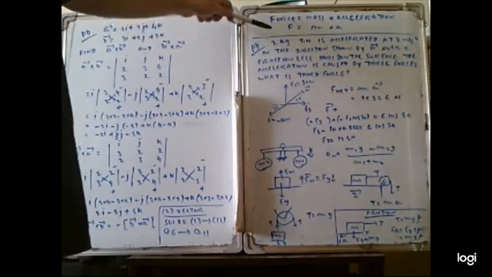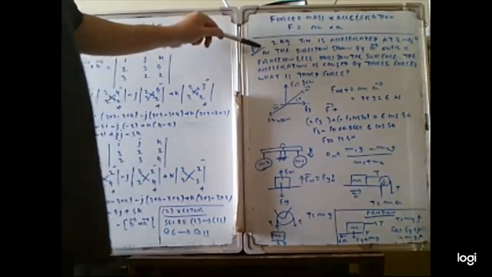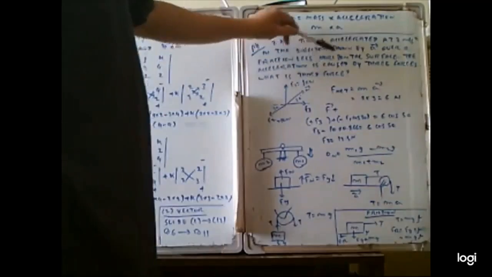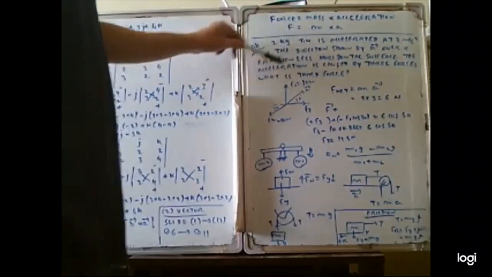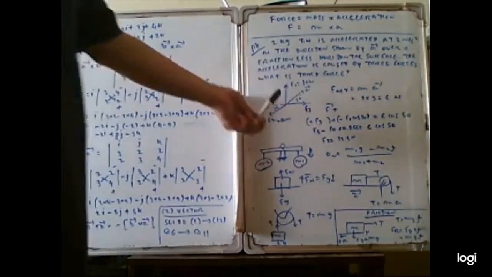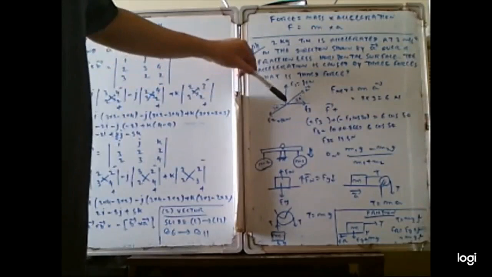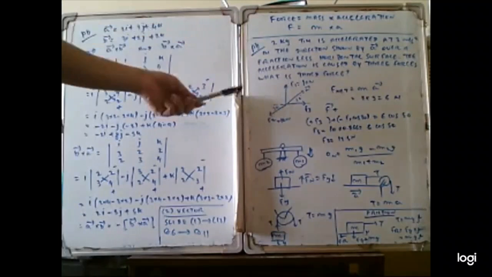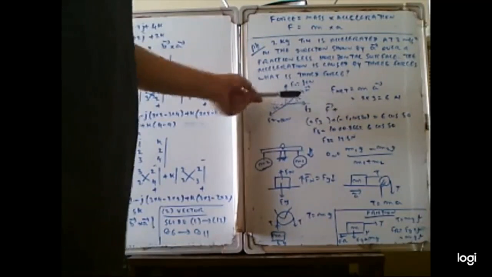Another one is force, which is a multiplication of mass and acceleration. F is equal to M multiplied by A. In this problem, a 2 kilogram tin is accelerated at 3 meters per second squared in the direction shown by the vector A over a frictionless horizontal surface. The acceleration is caused by 3 forces. What is the third force? F1 is 10 Newton, F2 is 10 Newton at 30 degrees, and F3 is at 50 degrees.